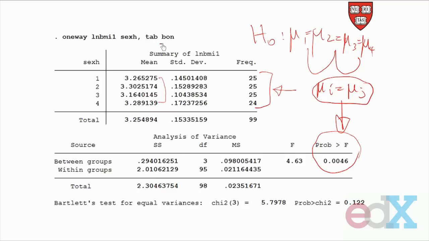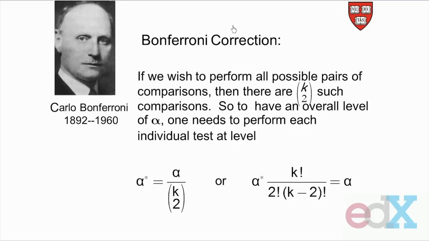And first of all, note that I added this little bon at the end of the one-way command. So the tab gave me this part. What did the bon give us? Well, let's take a look at what is this problem of doing all this testing. It's called the Bonferroni correction. There are others. This one is very conservative, and so this might be a good reason to use it.